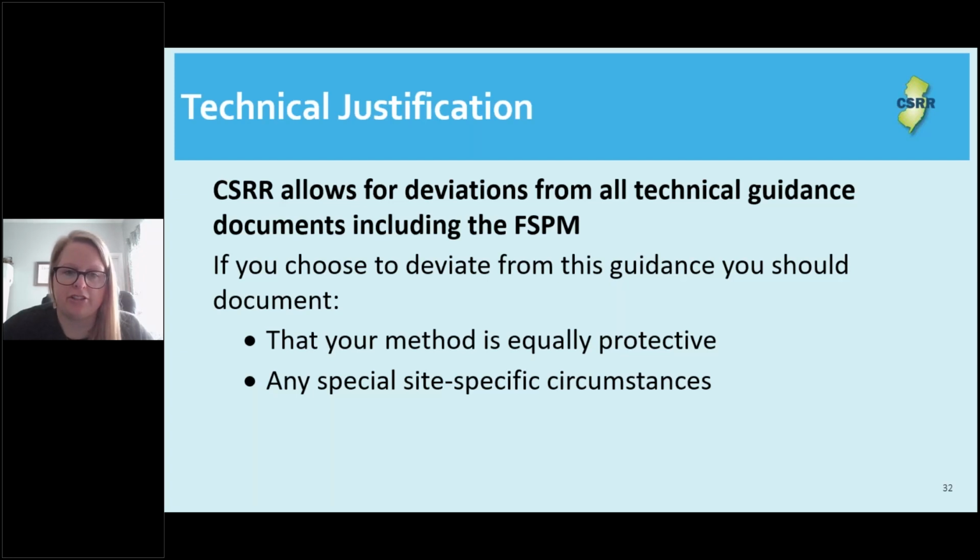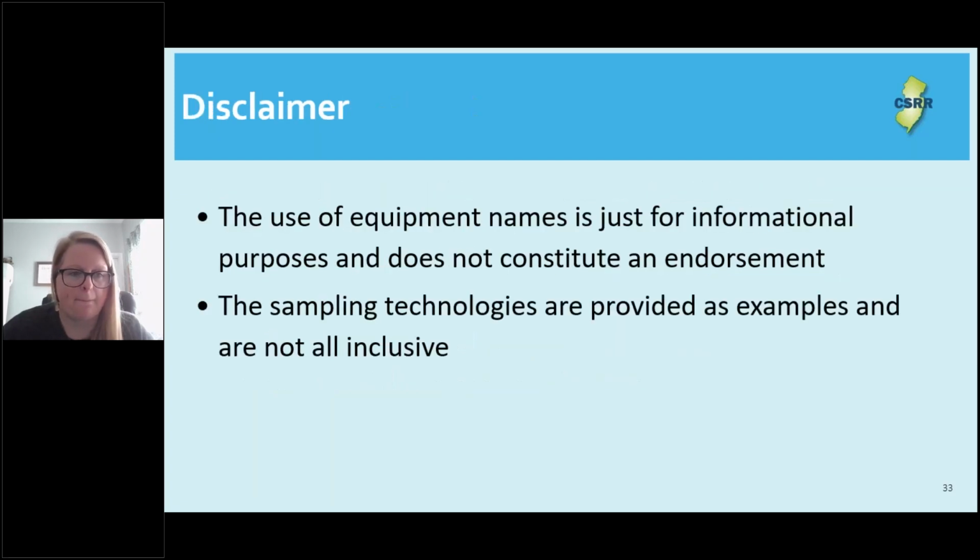CSRR does allow for deviations from all technical guidance, including the Field Sampling Procedures Manual. So if you choose to deviate from this guidance, you should document in each of your reports that your method is equally protective and document any special site-specific circumstances. And the use of equipment names in this manual is just for informational purposes and does not constitute an endorsement. The sampling technologies are provided as examples and are not all-inclusive.